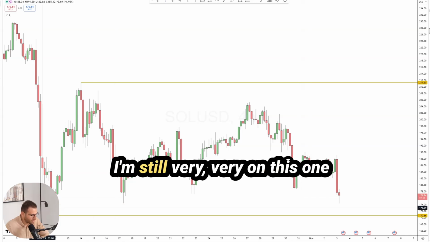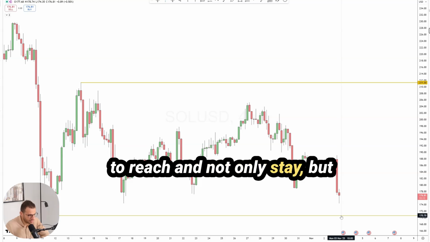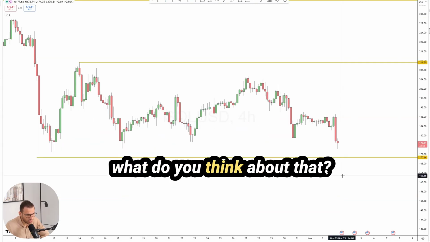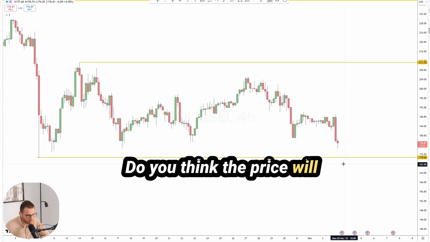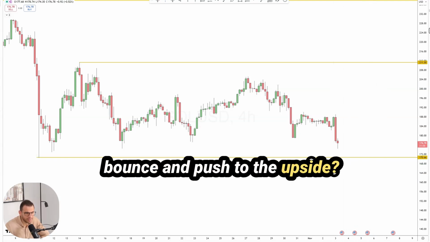$176, but I'm still very bearish on this one because the price is suspected to reach and not only stay but break and close below the $170. What do you think about that? Do you think the price will break and close below this one, or do you think it's going to bounce and push to the upside?